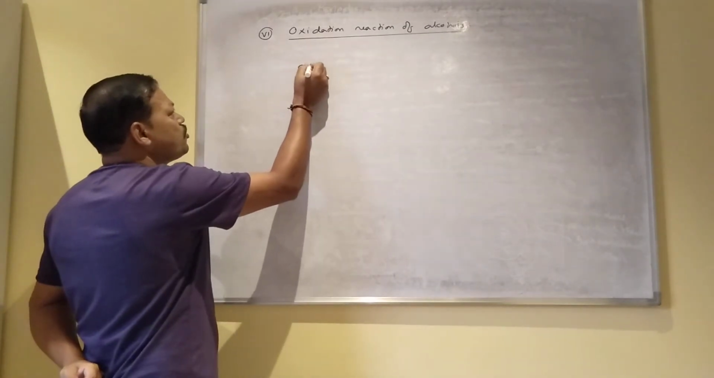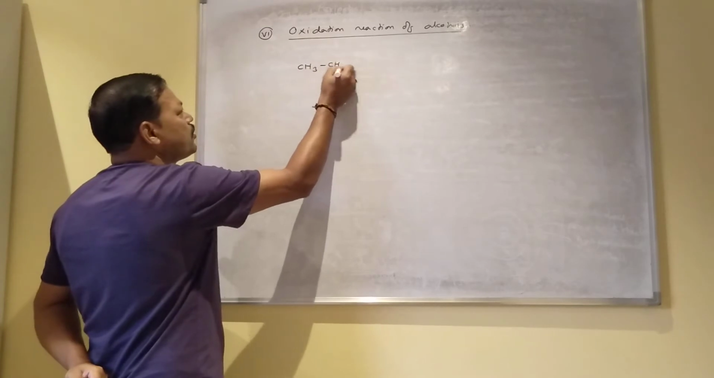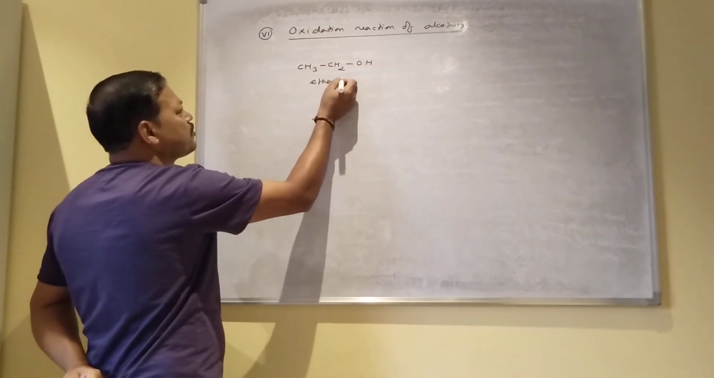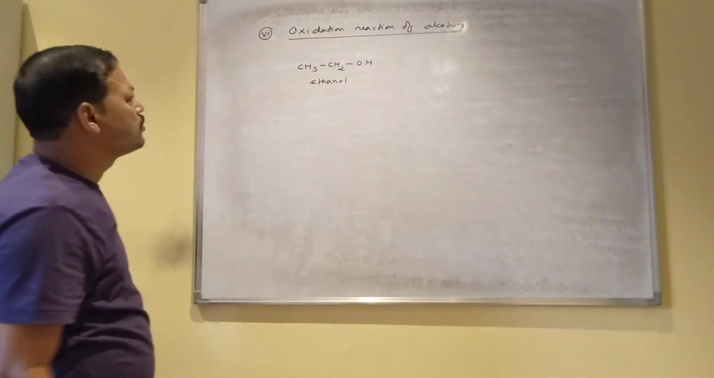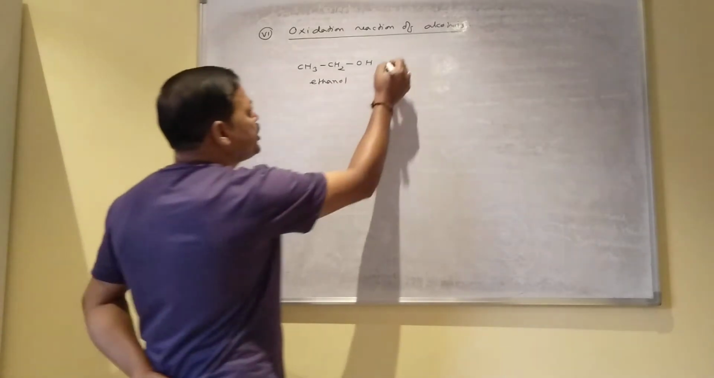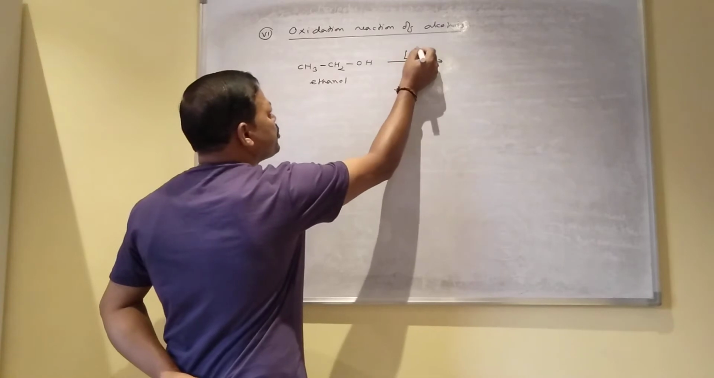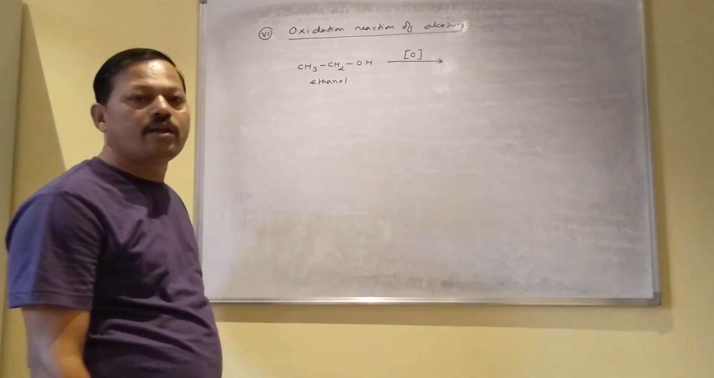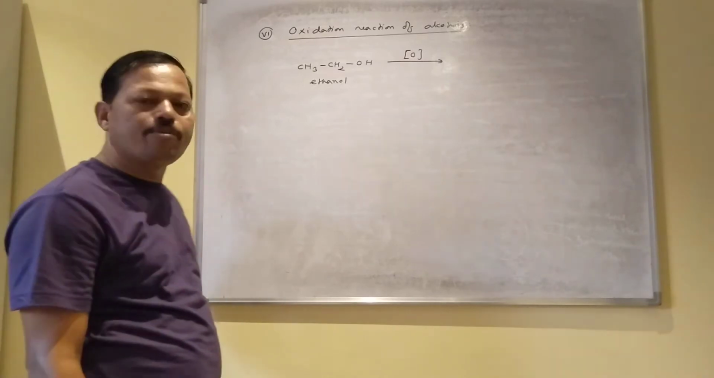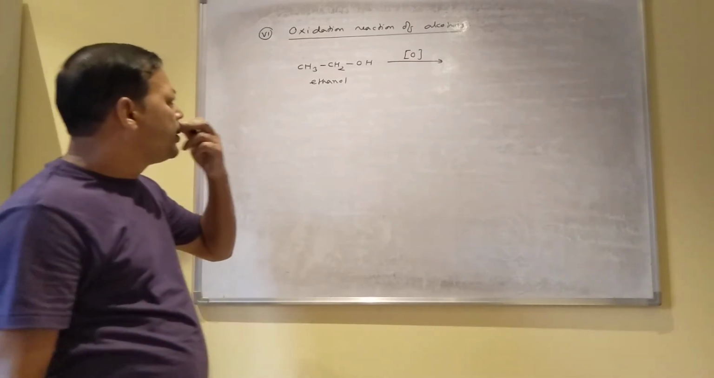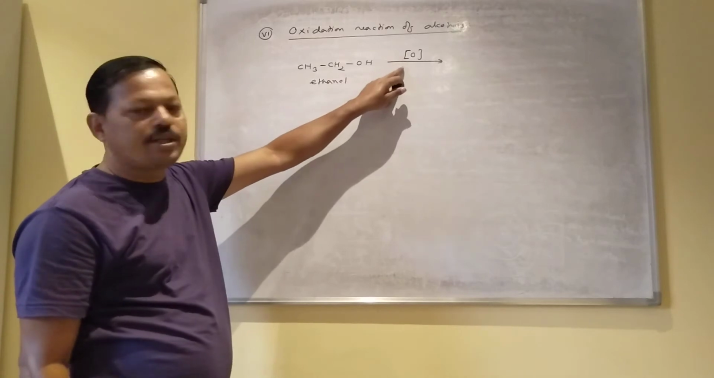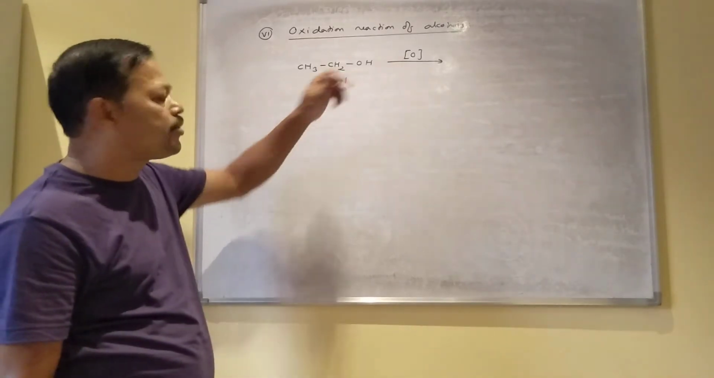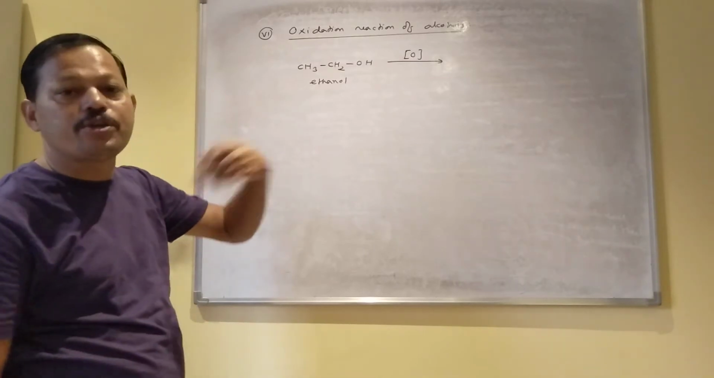So this is one alcohol. I have considered ethanol. When you do oxidation in the presence of some oxidizing agent, what happens? Oxidation means either addition of oxygen or removal of hydrogen. In alcohol, when you do oxidation, first hydrogen is removed, not the addition of oxygen. Oxygen is already present, that's why it has the tendency to remove hydrogen.